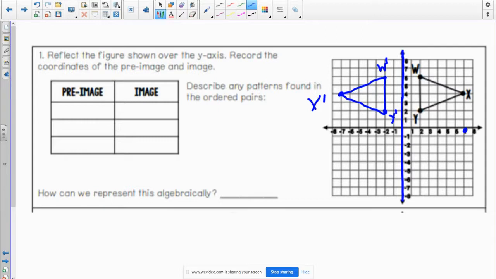We're going to write down the points. So we'll go W, X, and Y. W is at 2, 6. And then W prime. Now start to notice some patterns here because it's going to ask about these ordered pairs. W prime now is at -2, 6. X is at 7, 4. X prime is at -7, 4.